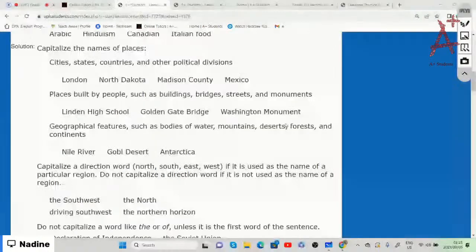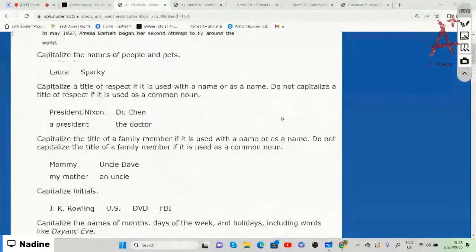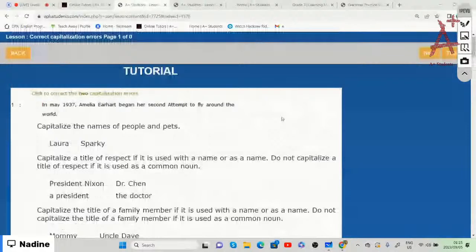So that is quite a few names of people, places, things, titles that we need to capitalize, right? Not forgetting capitalizing the first word at the start of the sentence, right? We capitalize it. Proper nouns need to be capitalized. All right. So now we need to click to correct the two capitalization errors.